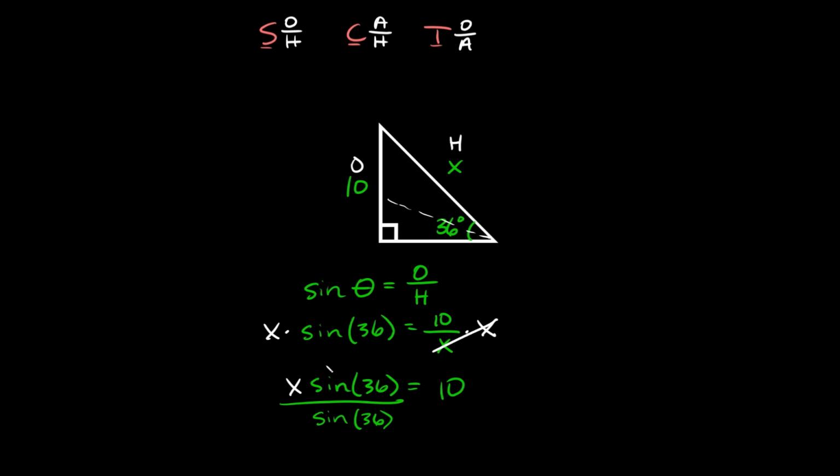And what we do to one side of an equation, we have to do to the other, right? So we'll divide by the sine of 36 on this side also. Whenever you have the same thing on the top and the bottom in a fraction, they cancel out, so then we're just left with x over here. So we get that x is equal to 10 divided by the sine of 36. And you'll get that x is approximately equal to 17.01.